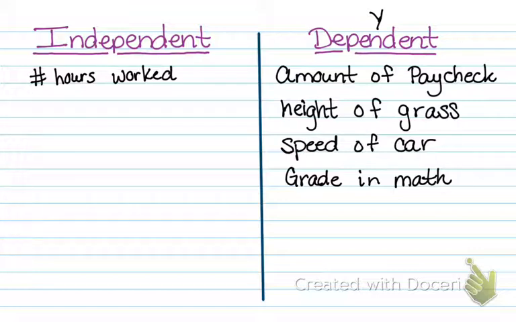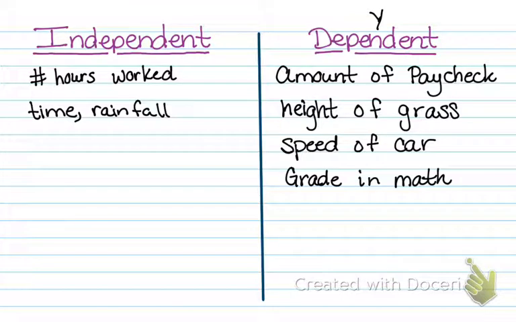The height of your grass could be dependent upon the time since you mowed it last, or the amount of rainfall that we've had. Okay, could be the type of grass that you have. So the height of the grass is dependent upon these other things. So the time and the rainfall we don't have control over. That is what causes the grass to grow.